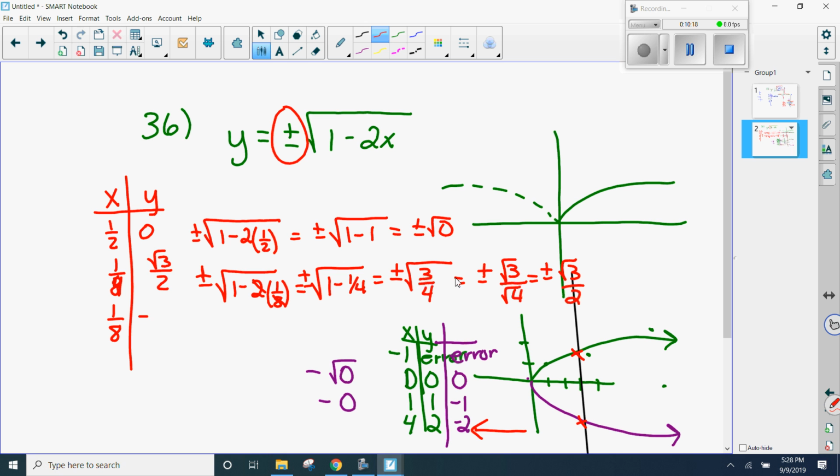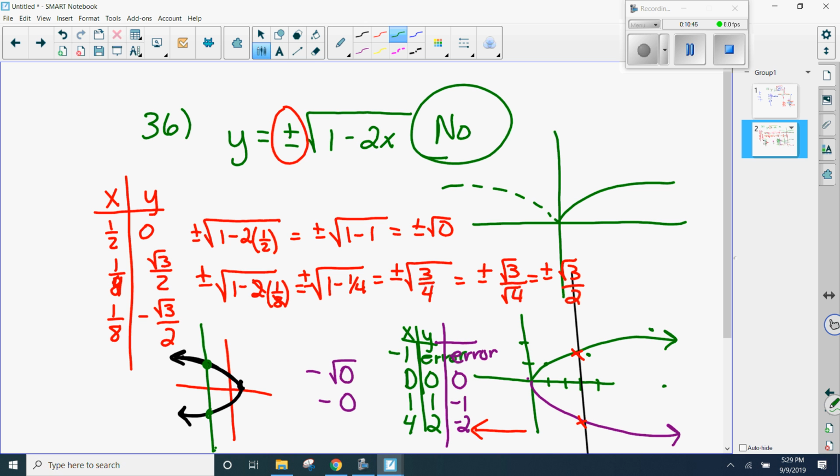Also with 1/8, you get negative radical 3 over 2. The graph of this looks something like the following. There's the positive part of it. It comes over this direction, but you're also going to have the negative of it. And if you do the vertical line test, sketching a line in, it crosses at 2 points. So this is no. It does not define a function.